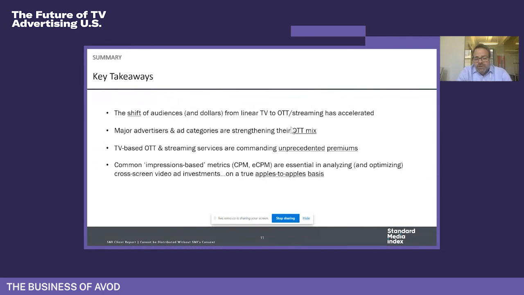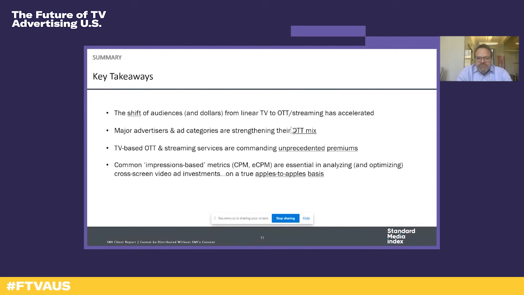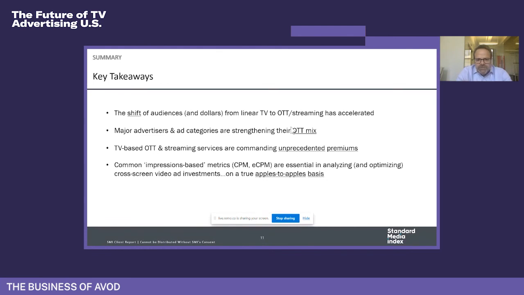I think also, one of the points here is that TV-based services are commanding unprecedented premiums. Even though it makes sense because of the targetability and the brand-safe nature of television-based content, it really is impressive, the premiums that are garnered, and conversely, how efficient linear is. And then one of the most important points for us is that we're working with common metrics. This is so important for the industry. By converting linear TV from a unit rate GRP to an eCPM, we can finally look at it on the same basis as digital and make those trade-offs and comparisons, and optimize cross-screen on an apples-to-apples basis, which is truly essential going forward.